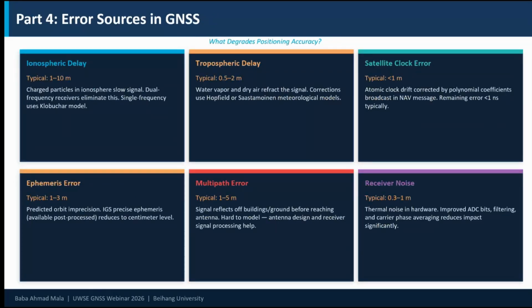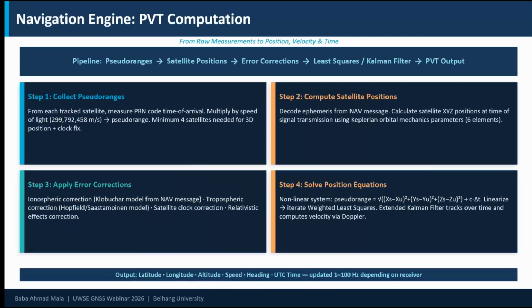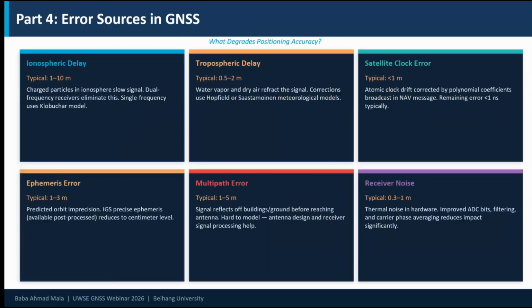This is the next part. In the next part, it includes error sources in GNSS. Here we have said how to apply the error correction. So some of the errors here, we explain what some of these errors are. The errors include ionospheric delay, tropospheric delay, satellite clock error, ephemeris error, multipath error, and receiver noise.